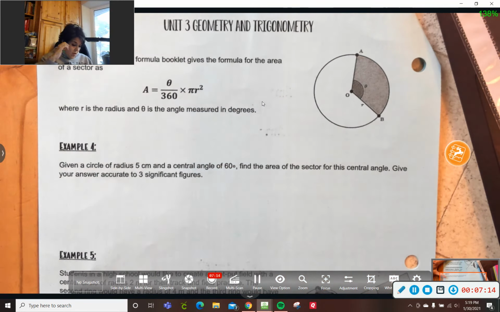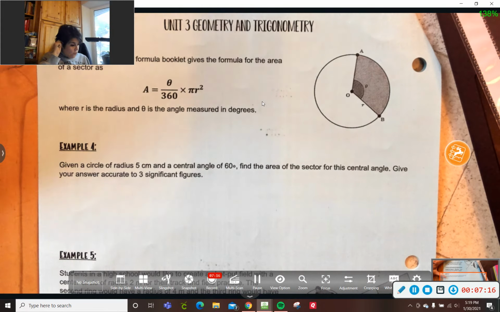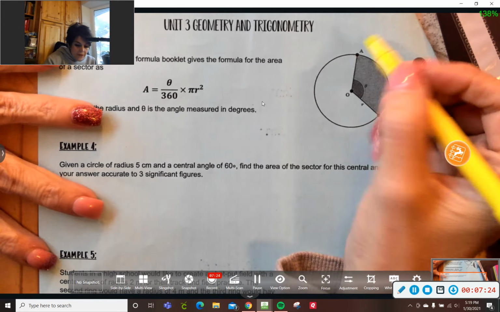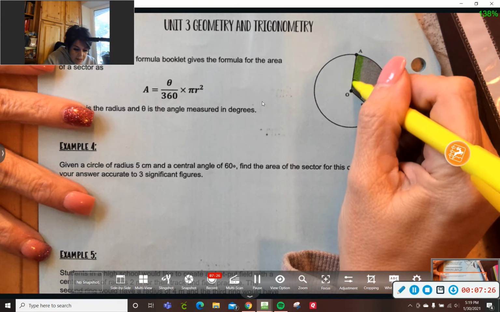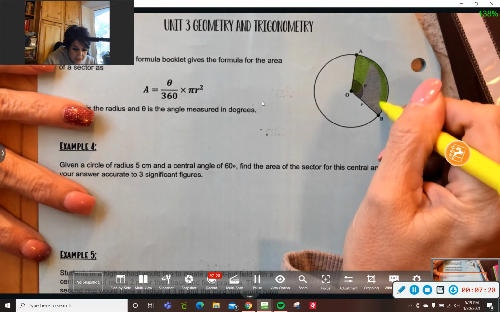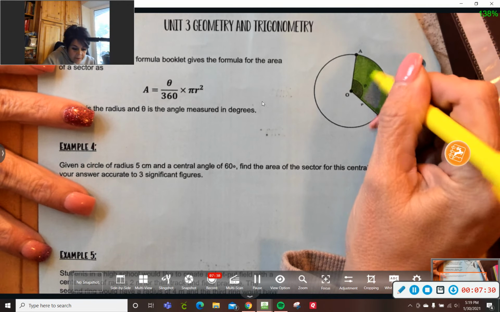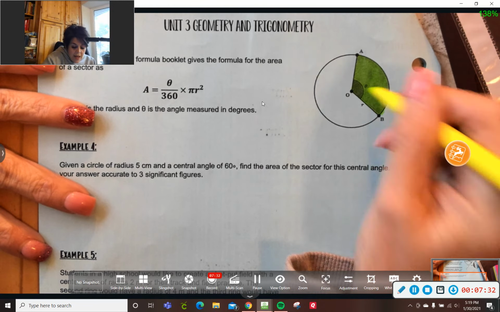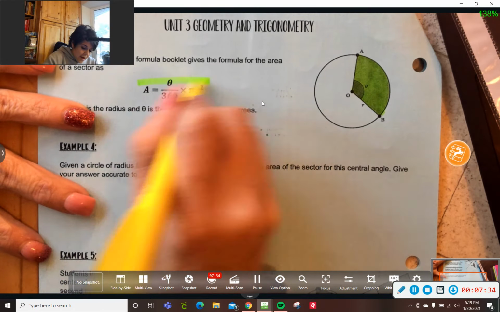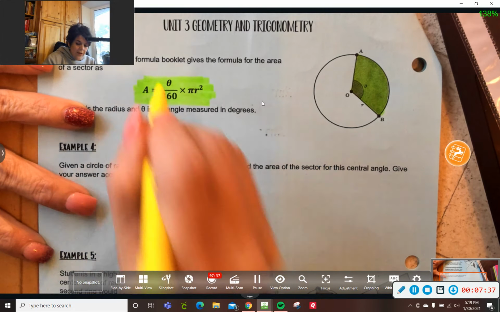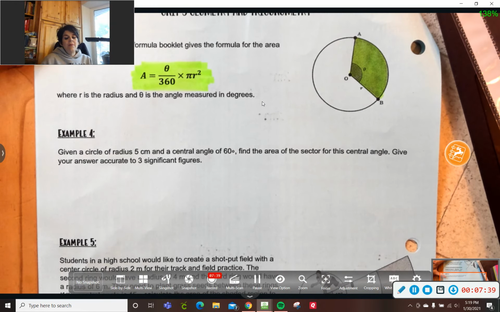All right. So in IB examination, the formula booklet gives you the formula for the area of a sector. Now, when you're doing the area of a sector, that's just a portion of your circle. So in this situation, I kind of colored it in right here, but I'm going to color it in with a marker. If I want to know the area of that sector, I'm going to use this formula right here. It's going to be in your IB booklet, but that's what I'm going to use.